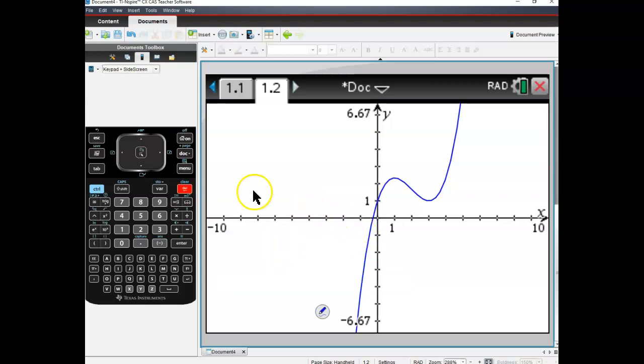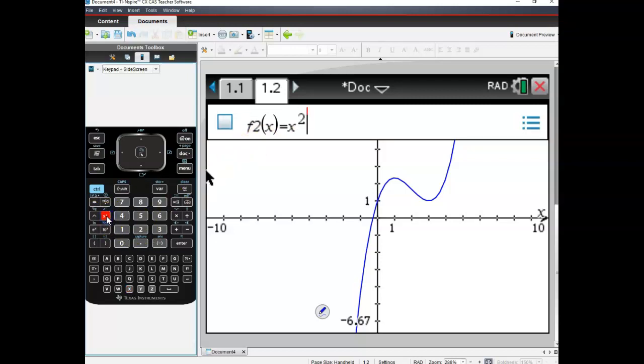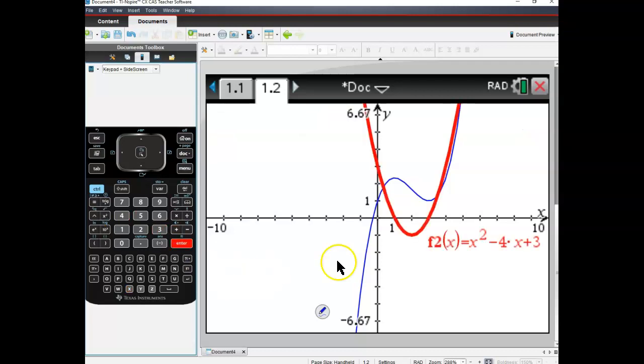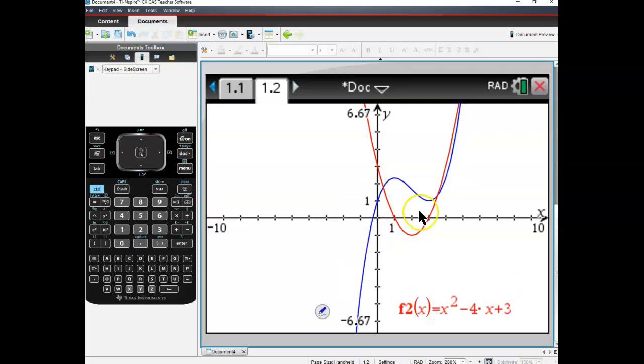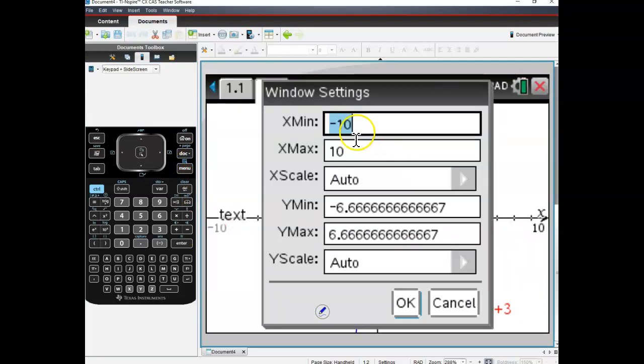But I'm also going to graph my velocity function, and I know my velocity function is x squared minus 4x plus 3. So you have both of these. Red is my velocity, blue is going to be my position, okay? And we're going to change these windows. I'm going to say menu, window, window settings, and this is telling me use 0 to 6 because now my x is my time.